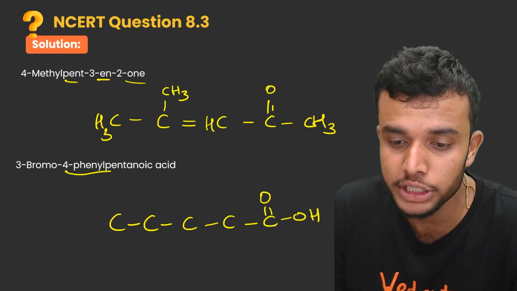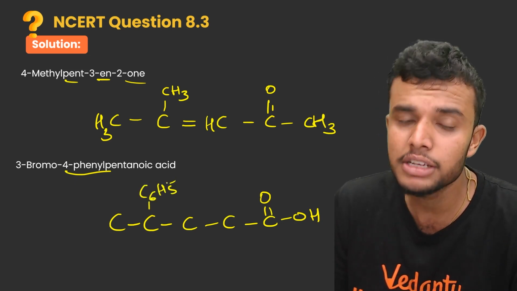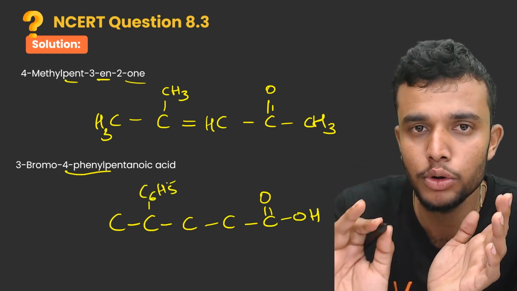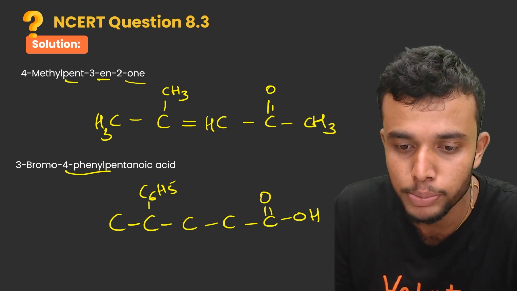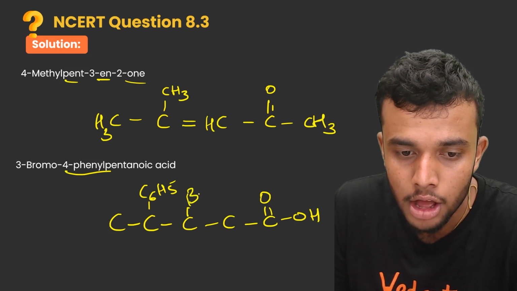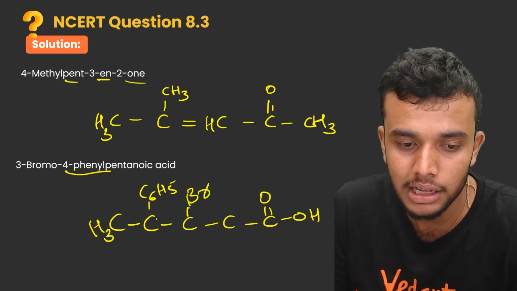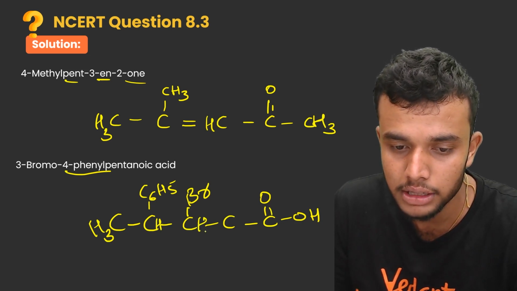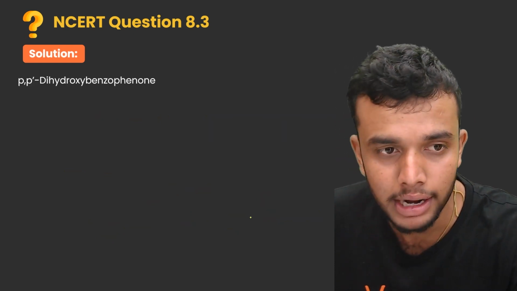Okay. At the fourth position, 1, 2, 3, 4. At the fourth position, we can write C6H5. Otherwise, we need to draw that benzene group also. It's enough. Okay, it is also right. Okay, at the third position, a bromo group is there. 1, 2, 3. At the third position, a bromo group is there. Last step, we need to fill the valency with hydrogen. Here another hydrogen is required. Here also another hydrogen. Here 2 hydrogen. It's clear. Let's move on to the next one and the last one.